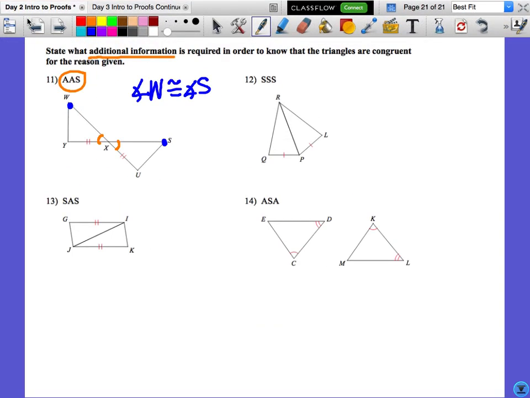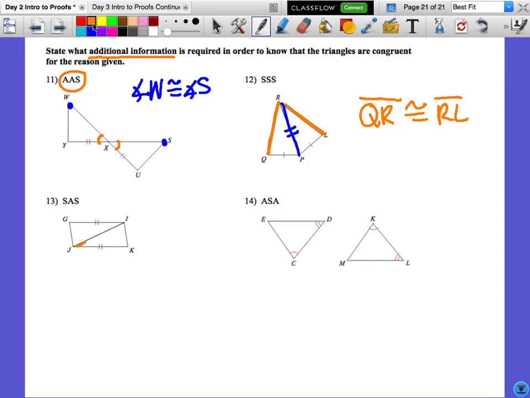We had an announcement. So for the next one, we need side, side, side congruence. So looking at what information we currently have, we already know QP is congruent to PL. We already have a shared side here, so we already know that. They don't have to tell me that. That's something I know. So for side, side, side, what's missing is that QR is not marked congruent to RL. So they would need to tell me that those two things are congruent.